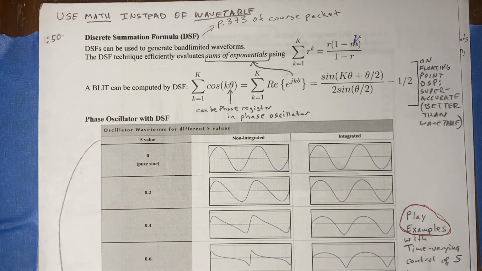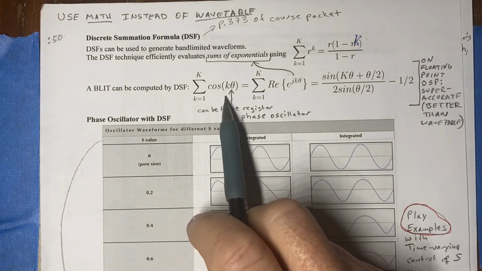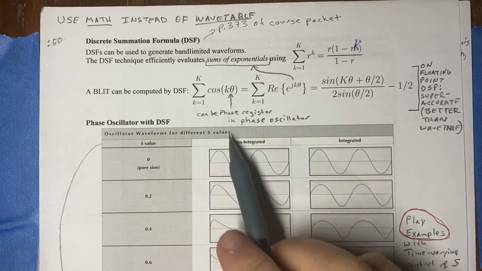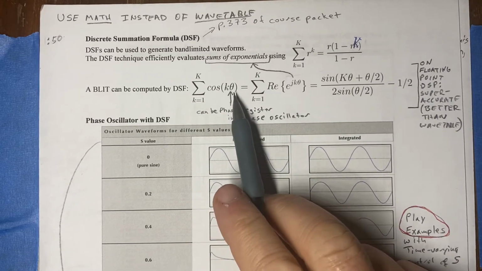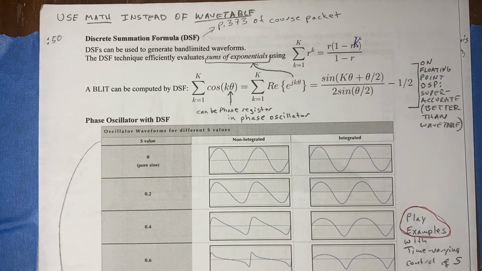So what can you do with the sum of exponentials? What if you want a band-limited impulse train? What is a band-limited impulse train? It has all frequencies present. So it has cosine k theta for k equals 1 to big K, where big K is however many harmonics you have in the impulse before the half sample rate. Big K might be 100. So up to the half sample rate, you've got 100 partials, 100 harmonics that you want to compute. This theta can come from the phase register, from the integrator in the phase oscillator. You've got cosine of k theta for k equals 1 to big K.